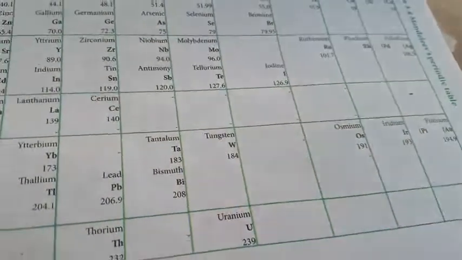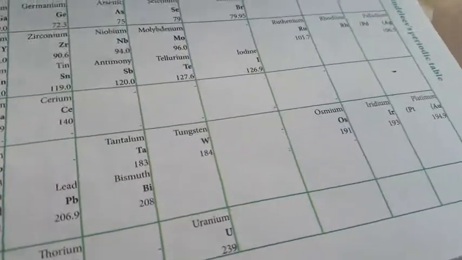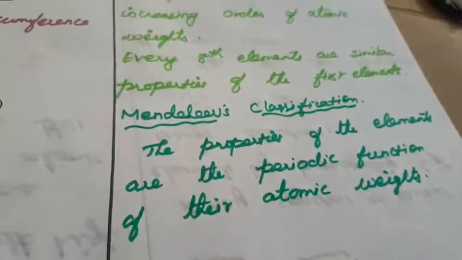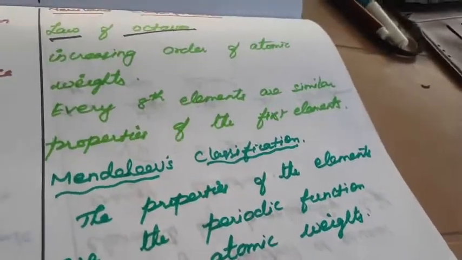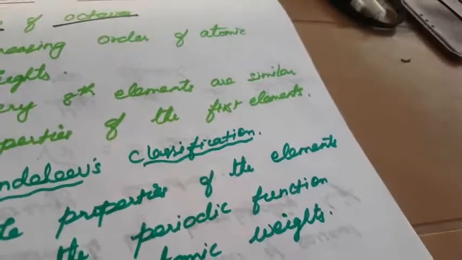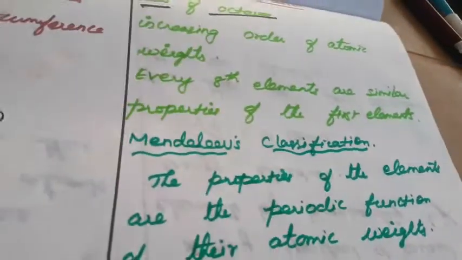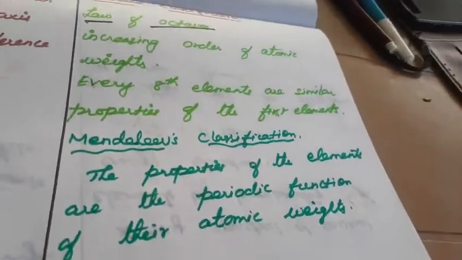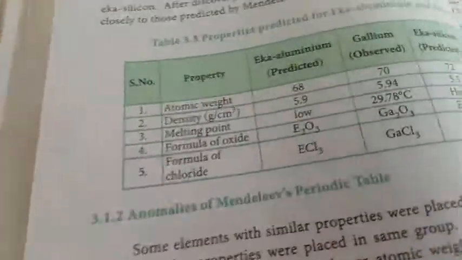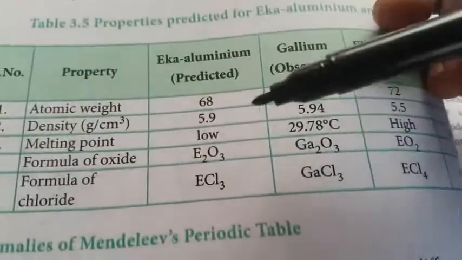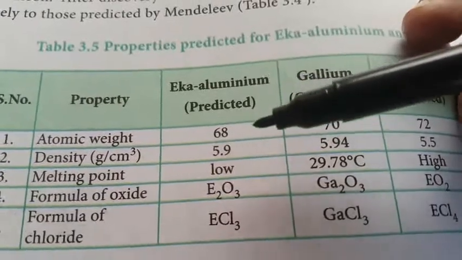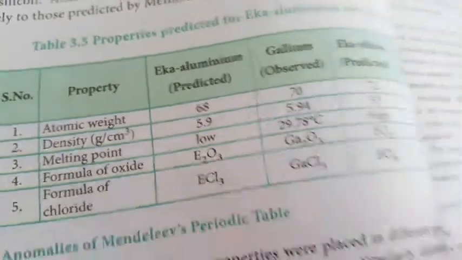Why did he leave spaces? He thought some missing elements would come to be present according to this classification, missing elements having similar properties. That is how he arranged the elements. These are called Eka elements. So he predicted them, and left some spaces.